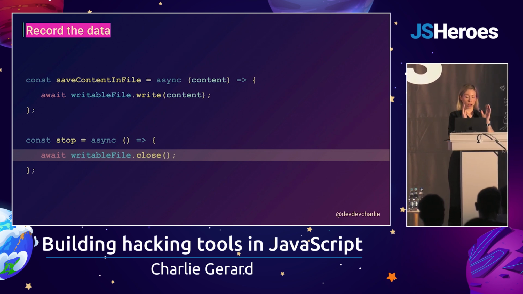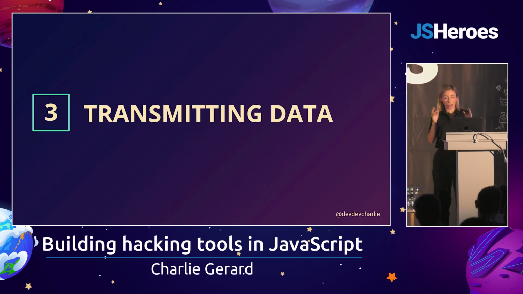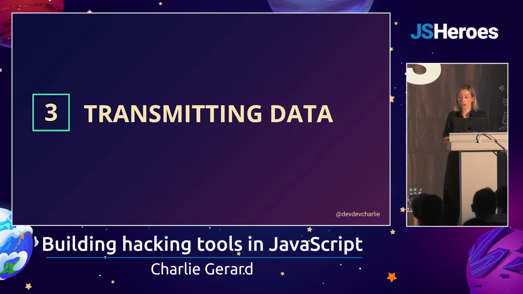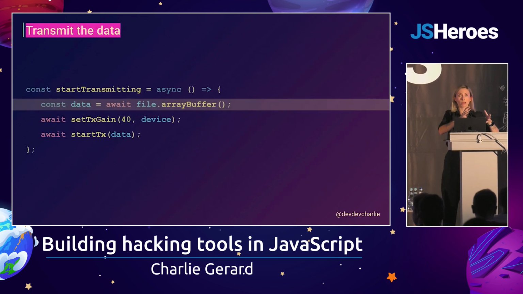So we have our receiving code, and then we added a little bit more with another web API to record that content. But if I record it, then I want to be able to replay it. So the third step is transmitting data. And again, it's like projects building on top of each other. We have the first step, the second step, and then the third one.